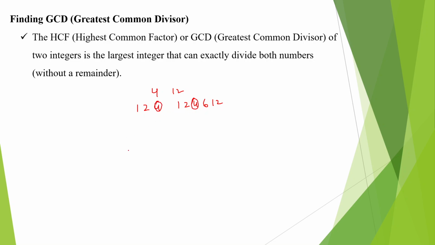Same thing if you are calculating the highest common factor between 6 and 12, obviously 6 only. The factors of 6 are 1, 2, 3, 6, and the factors of 12 are 1, 2, 3, 4, 6, 12. So here the highest common one is 6. That is how we will identify it.